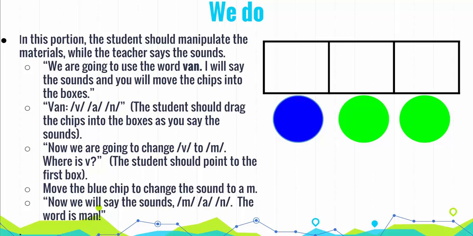During the We Do portion of this lesson, students will manipulate the materials while the teacher says the sounds. Provide the students with a one-syllable word and then ask them to move the chips into the boxes. Next, ask students to change a sound and to change out a chip to show this process. Students should then stretch and decode the new word. It is important that every student is given the opportunity to manipulate the materials during this portion.